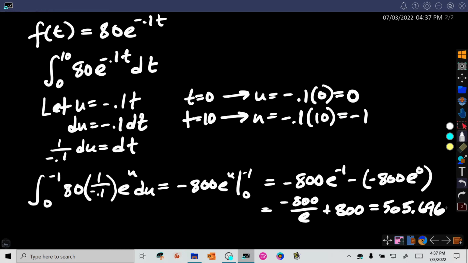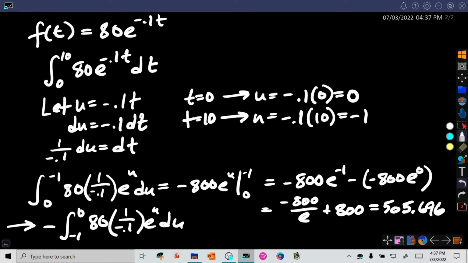Now, the property that I was mentioning is, so this is kind of like a little side note here, property. You can actually flip the bounds so they're in the correct order, and then you can just slap a negative in front. So if you wanted to do this, you could do that. Okay? 80 over minus 0.1 e to the u du. Same thing. This right here is equivalent to that. I just threw a minus in front, and that way I could reorder it. So the lowest number was the lower bound, the higher number was the upper bound, I guess. So property, that's kind of nice to know. Anyway, all right. Let's go to the next one.